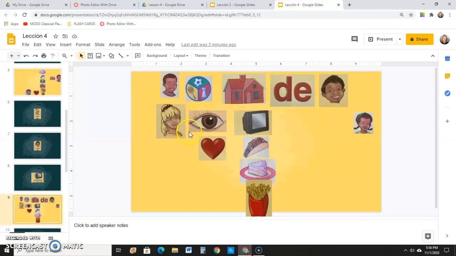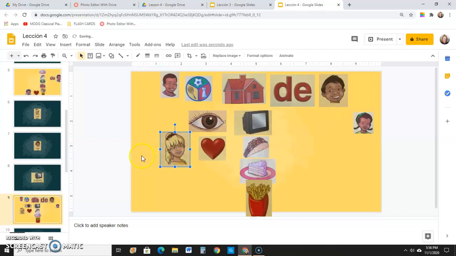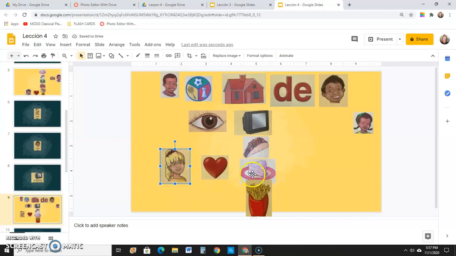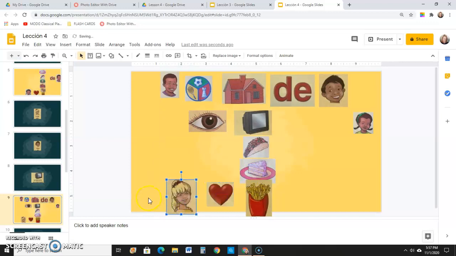Okay, let's practice some more. Pablo juega en casa de Alan. Livia mira la televisión. A Livia le gusta el taco. A Livia le gusta el pastel. A Livia le gustan las papas fritas. Muy bien.